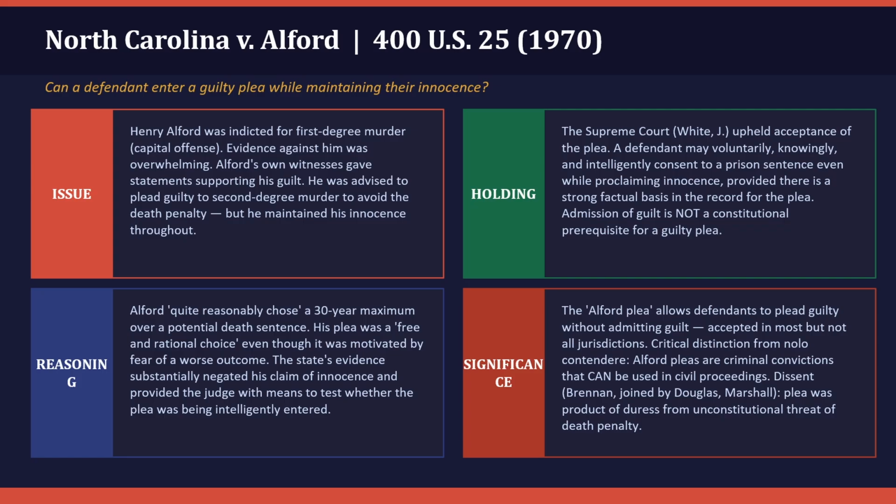The dissent from Justices Brennan, Douglas, and Marshall argued that the plea was a product of unconstitutional duress, the threat of the death penalty, and that Alford's contemporaneous denial of guilt should have been seen as indicating that the plea was not truly voluntary. This position did not prevail, but it represents a serious critique of allowing the government to structure choices in ways that make pleading guilty rational even for innocent defendants. The Alford case raises a profound question that the criminal justice system has not fully resolved. Is it appropriate to accept a system where rational actors facing an asymmetry of power and resources plead guilty to crimes they may not have committed in order to avoid a worse outcome?